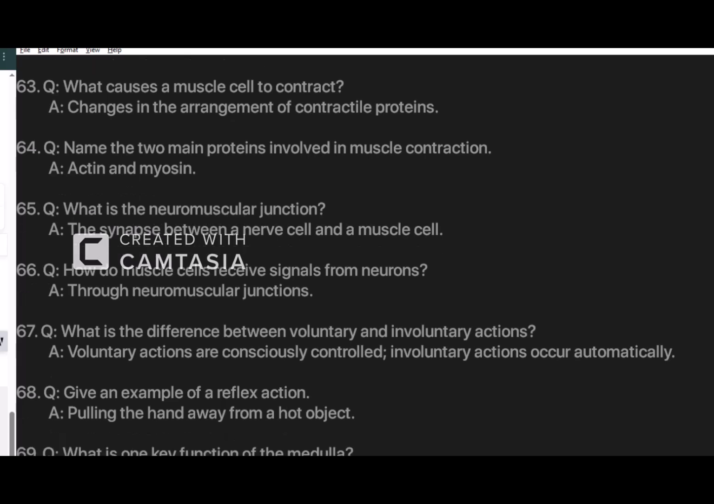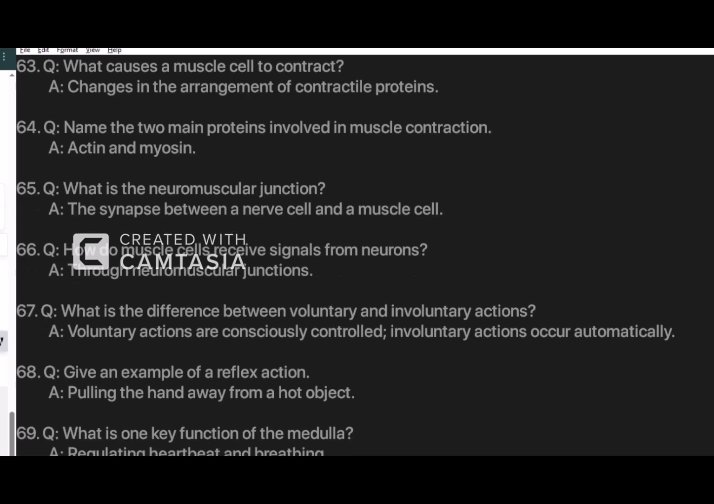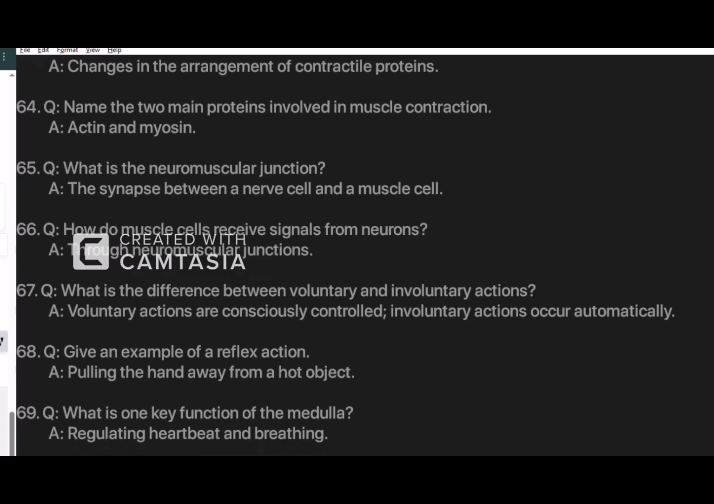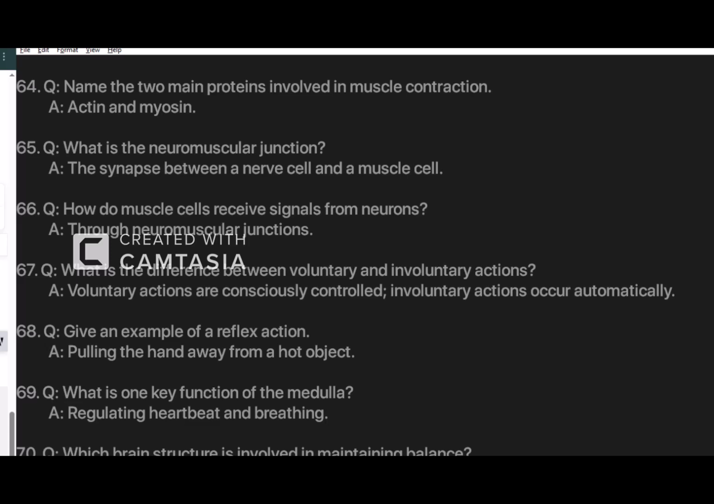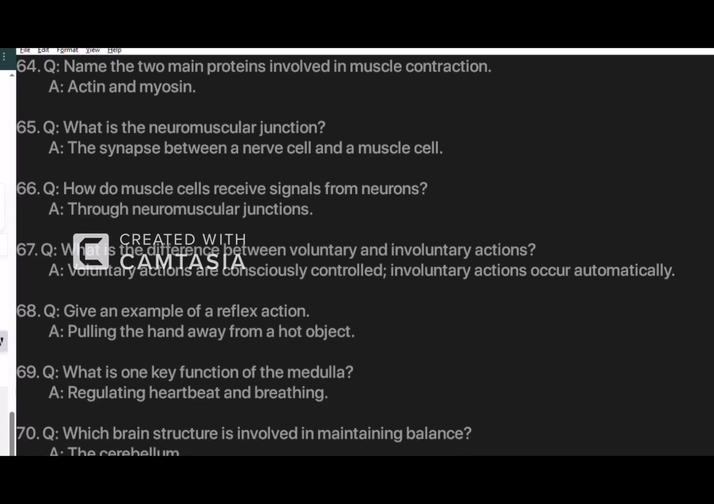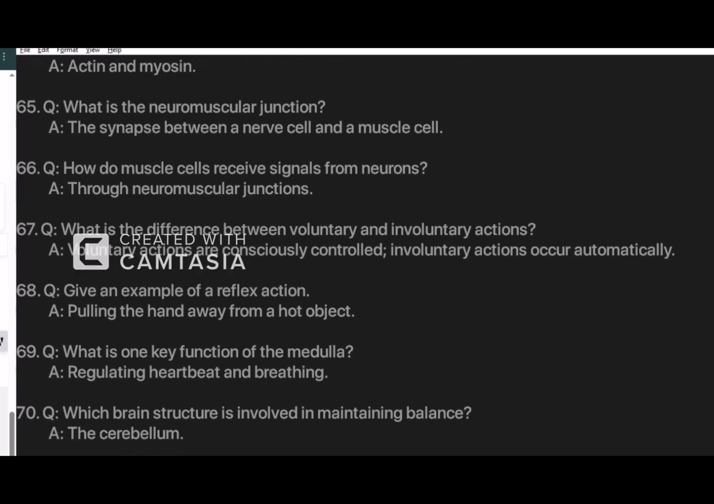68th question. Give an example of a reflex action. A. Pulling the hand away from a hot object. 69. Q. What is one key function of the medulla? A. Regulating heartbeat and breathing.